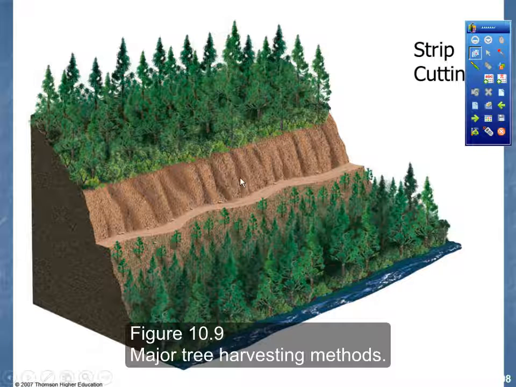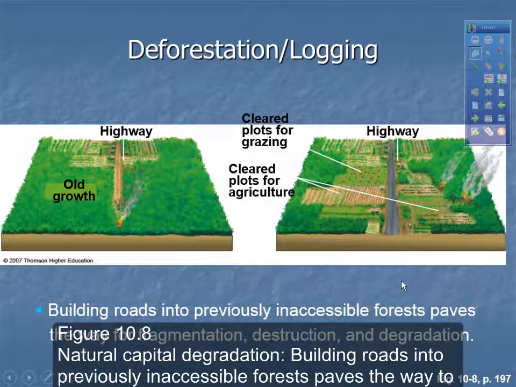Strip cutting, leaving a space. Okay, so the deforestation and logging builds roads into previously inaccessible forests, paves the way for fragmentation, destruction, and degradation.